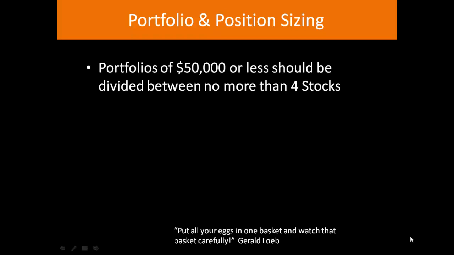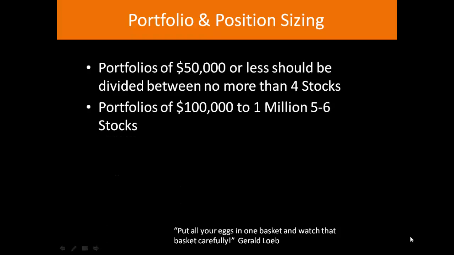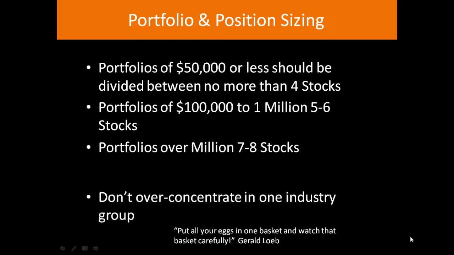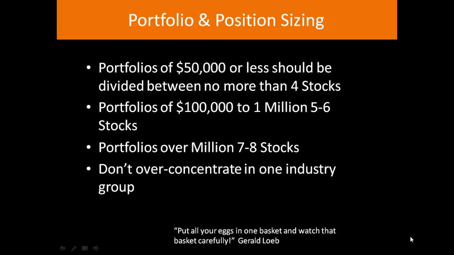Portfolios of $50,000 or less should only have 4 stocks at the most. $100,000 to $1 million, 5 to 6 stocks, and over $1 million, 7 to 8. One thing you want to make sure is that you don't over-concentrate in one industry group. You do want some diversification. You don't want to own Facebook, BitAuto, and Auto Home. You want to try to diversify within the industry group, but keep the number of stocks that you have small enough that you can give them great attention.